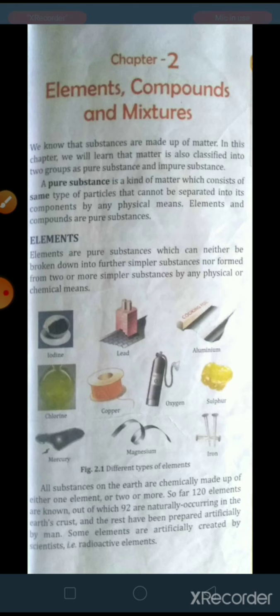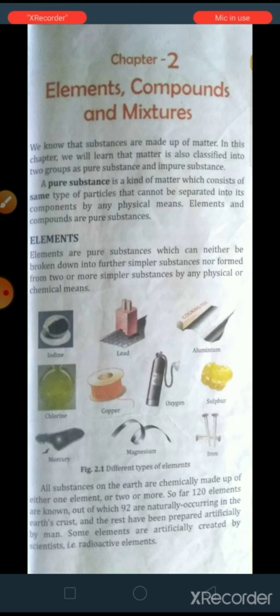Okay, so how can we classify the substances in our surrounding? Basically, substances are classified into two groups. One is pure substance, another one is impure substance. Okay, so pure means we can't add anything, that is pure.